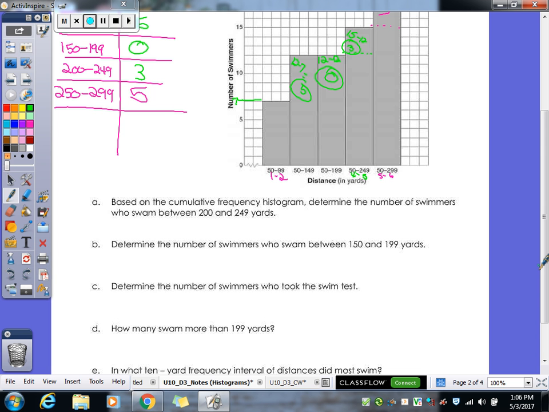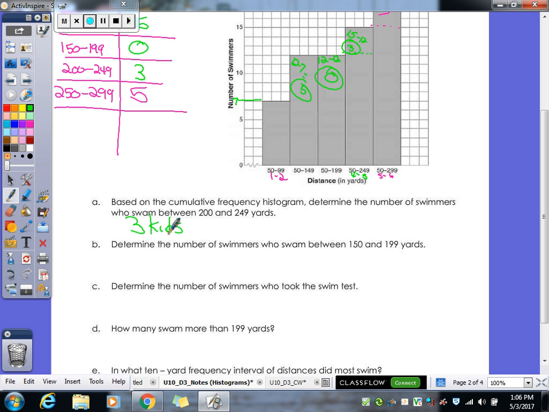All right. Based on the cumulative frequency histogram, now, if you do this, then the questions will be much easier to answer. Based on the cumulative frequency histogram, determine the number of swimmers who swam between 200 and 249. Now you can just go right up to your chart. 3, but you got to label it. I'm going to put kids. You could put swimmers. If you don't label it, you'll get it wrong. That's why we push you guys to do complete sentences.